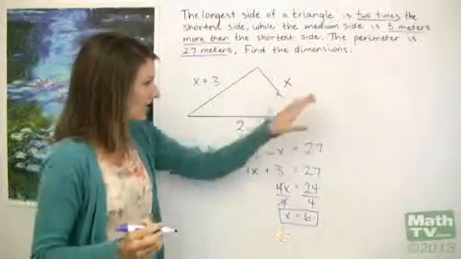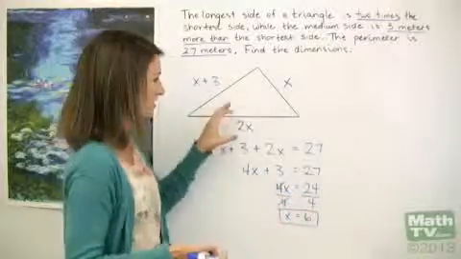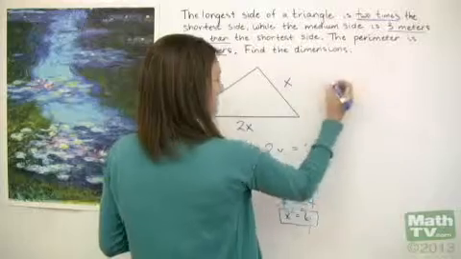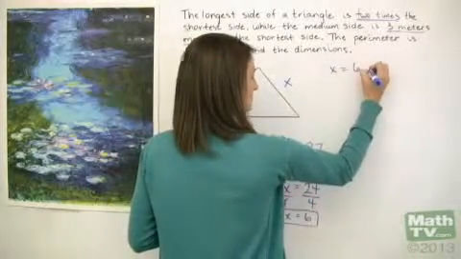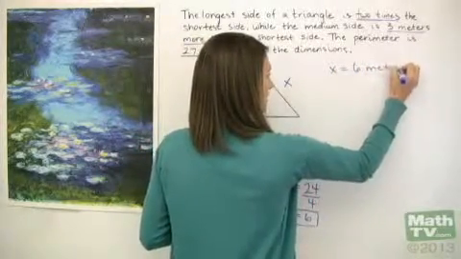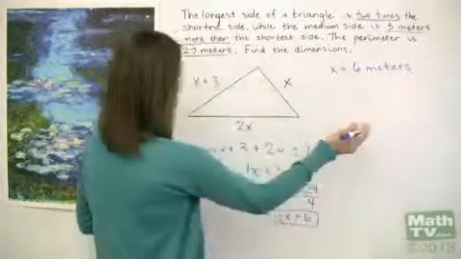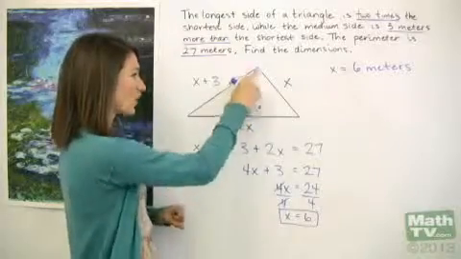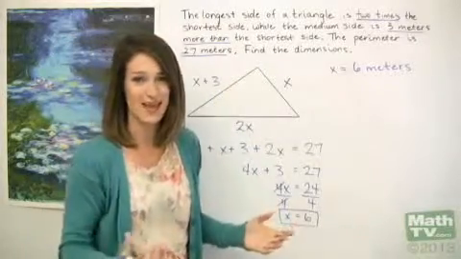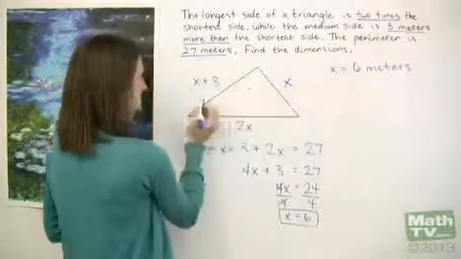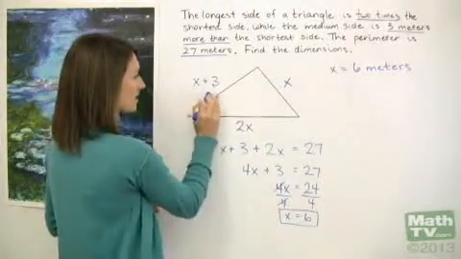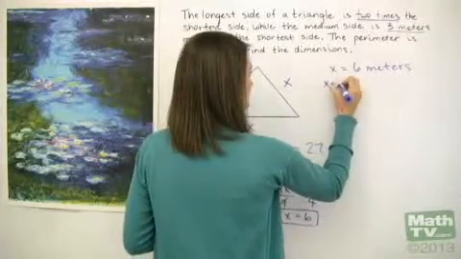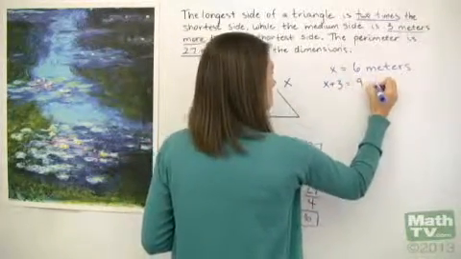So let's go ahead and just list out the dimensions of this triangle. So we have our value for x, so x equals 6 meters. We'll plug in our value for x into our other two expressions. And so for our medium side, which is represented by x plus 3, we'll plug in 6 for the value of x. So 6 plus 3 equals 9. So our medium side, x plus 3, is equal to 9 meters.